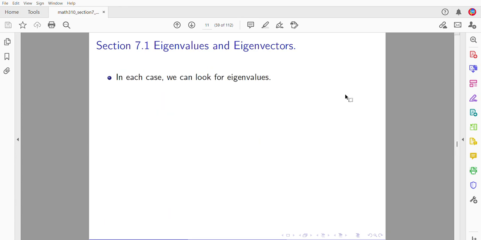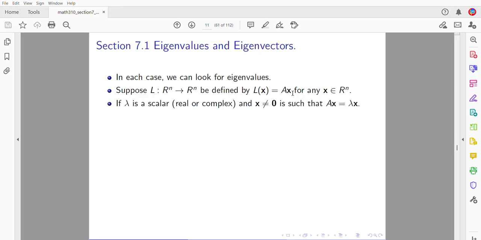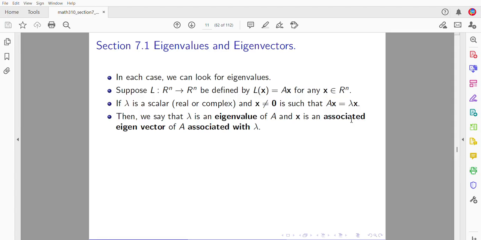In each case, we can look for eigenvalues. L of x equals A times x. Now this is very important. If lambda is a scalar, real or complex, and x is such that Ax equals lambda x, that's what an eigenvalue is. Lambda is called an eigenvalue of A. x is called the associated eigenvector. How do you identify eigenvalues without guessing? So far we have been guessing. So here comes the crux. Let's continue in the next video.